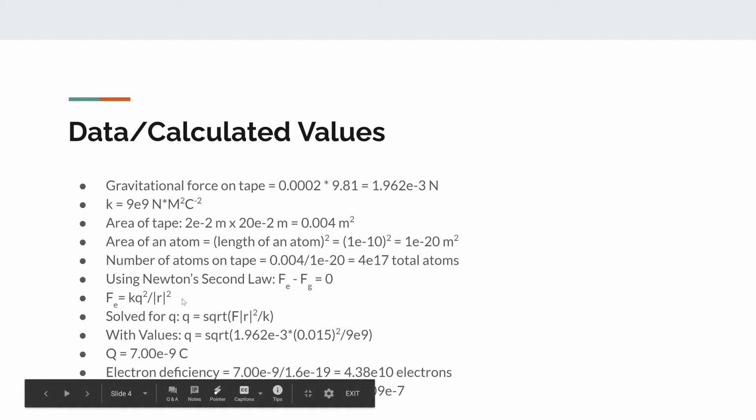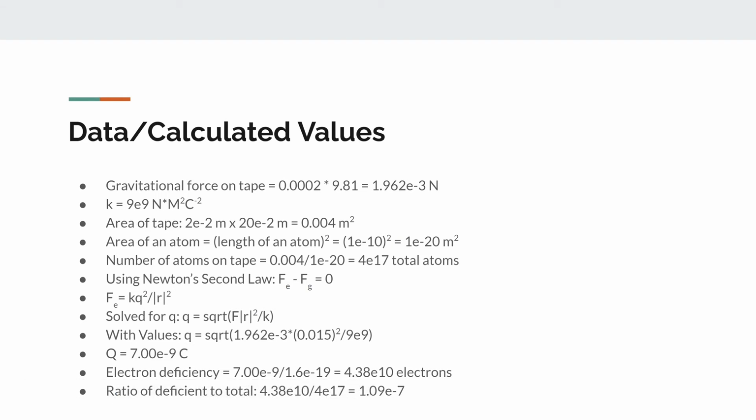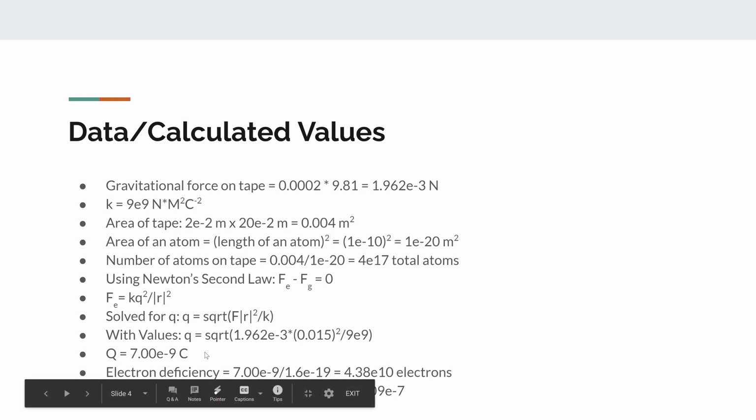Solved for q, we're going to have q equals the square root of gravitational force times the distance between the two tapes squared divided by the electric constant. So that's going to be q equals the square root of 1.962 times 10 to the negative 3 times 0.015 squared divided by 9 times 10 to the 9th, which gives us a value for q of approximately 7.00 times 10 to the negative 9th coulombs.